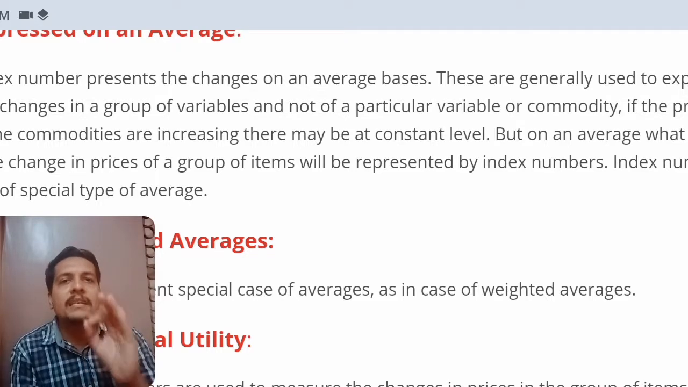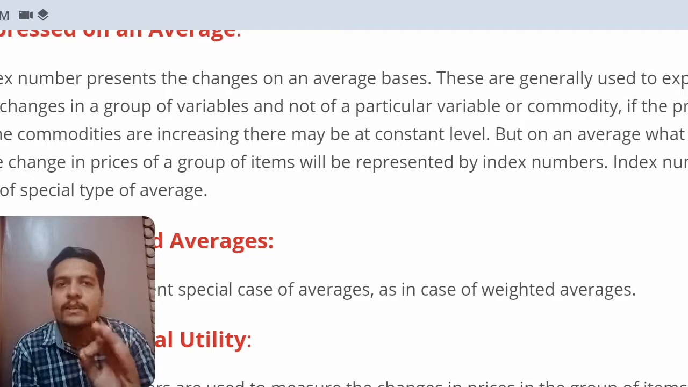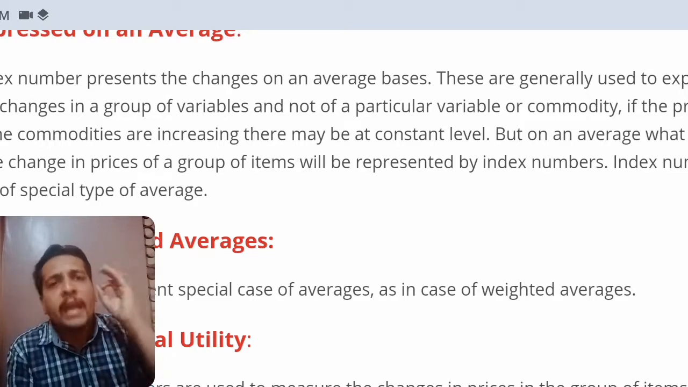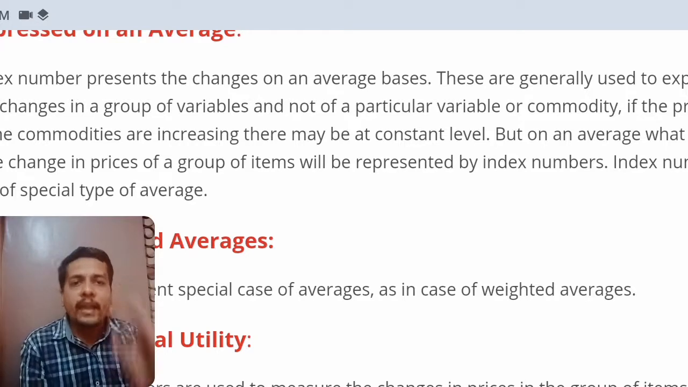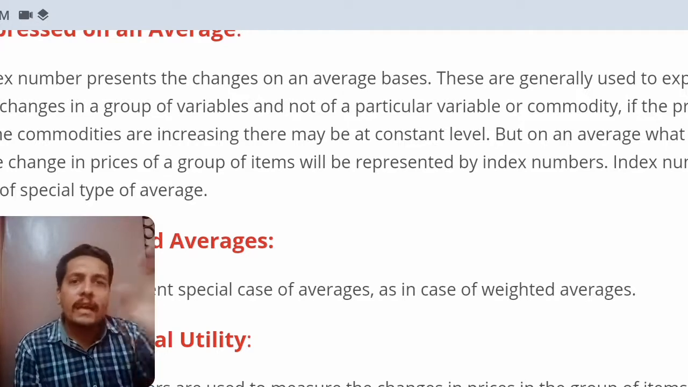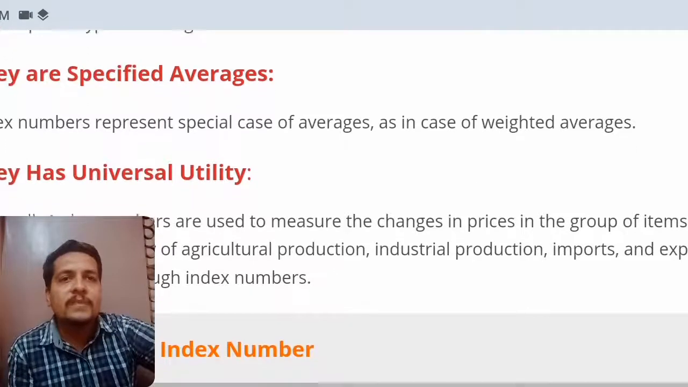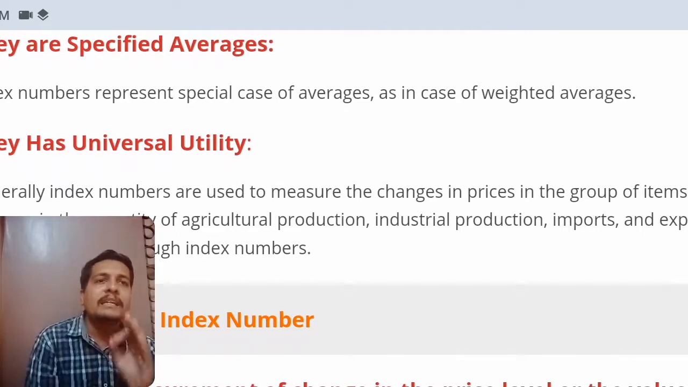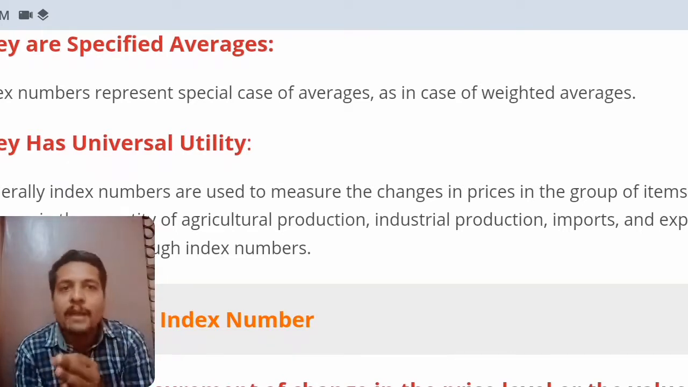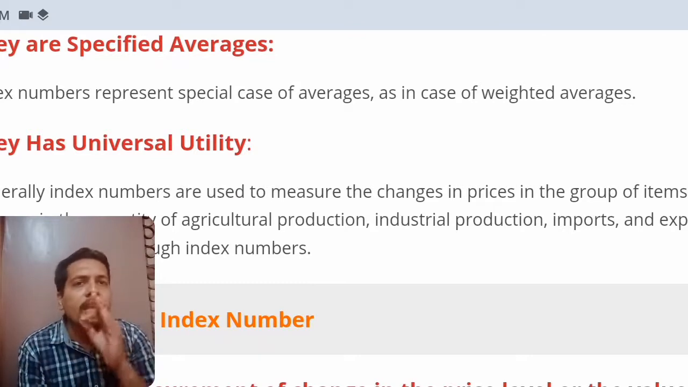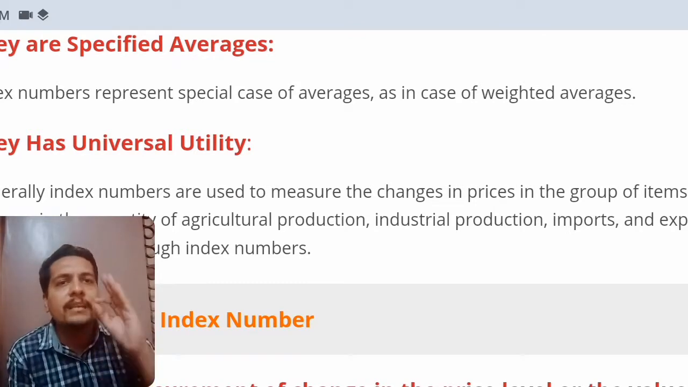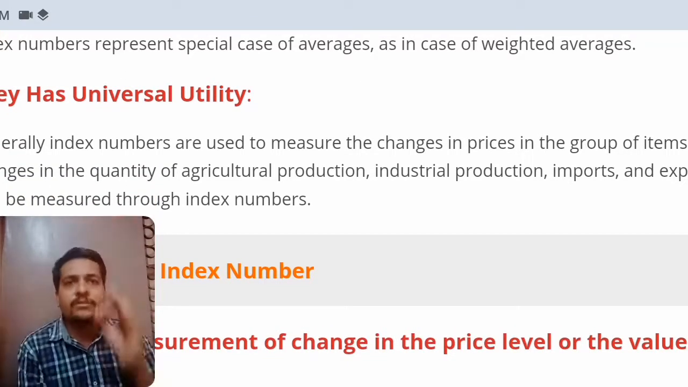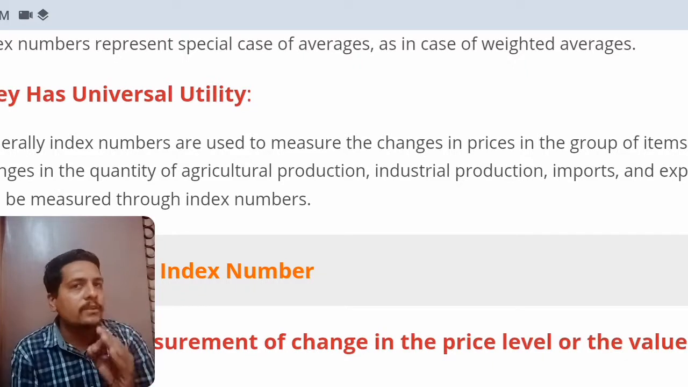Index number is a special type of average. This is very important. Index numbers are a special type of average. An average is accurate, and so index numbers are accurate. After that, they are specialized averages. Index numbers represent special cases of average, as in the case of weighted average or simple average or mean, median, etc. And the last characteristic: they have universal utility.